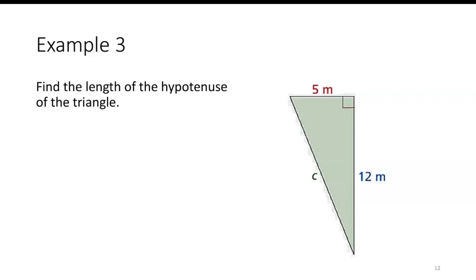All right, so let's find the length of the hypotenuse of this triangle. It looks like the legs are 5 and 12. The hypotenuse is c. So we have 5 squared plus 12 squared is equal to c squared. 5 squared is 25, plus 12 times 12 is 144. 25 plus 144 is 169. So take the square root, and you'll have c is equal to 13 meters. So the length of the hypotenuse is 13.